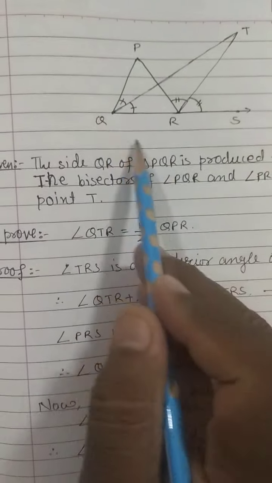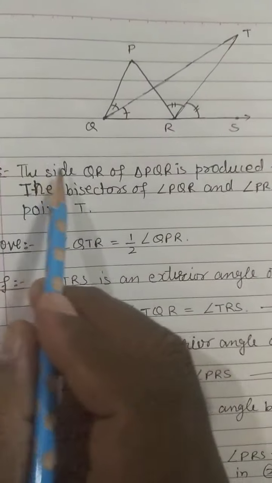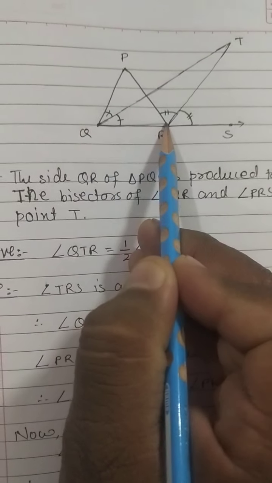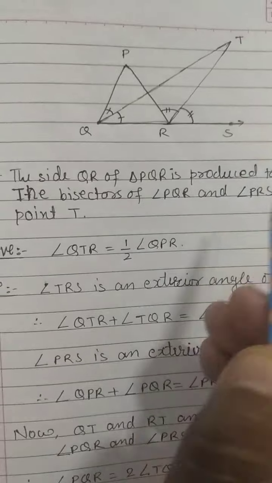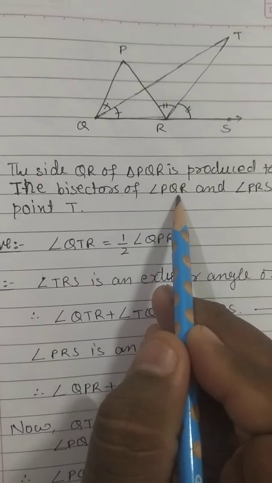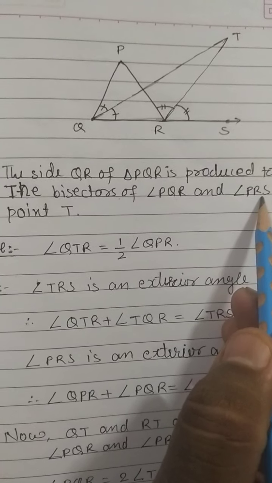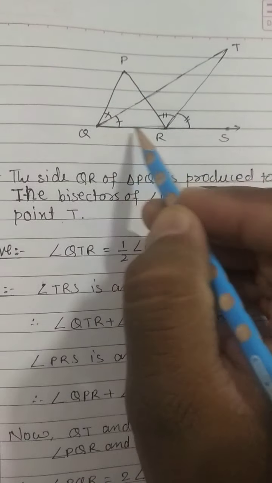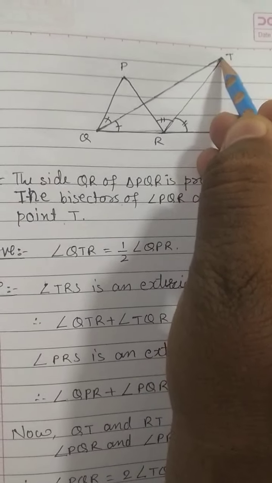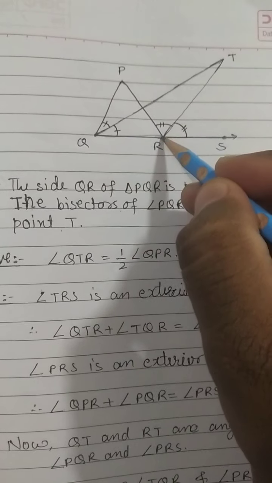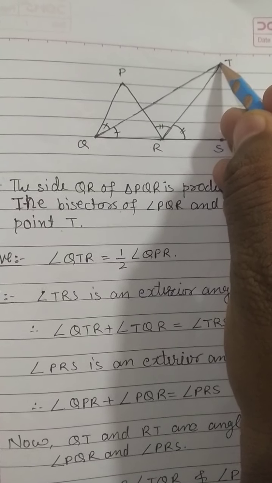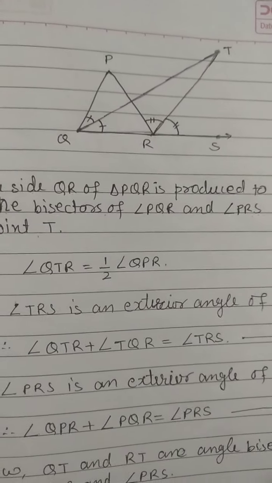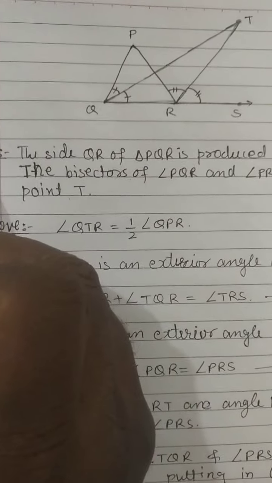See, this diagram is given here, and it is said the side QR of a triangle is produced to a point S. The bisectors of angle PQR and angle PRS meet at a point T. Bisector of angle PQR means this one, and angle PRS, that is this one. Both meet at point T, right? Okay. So this is your given, that is the data.